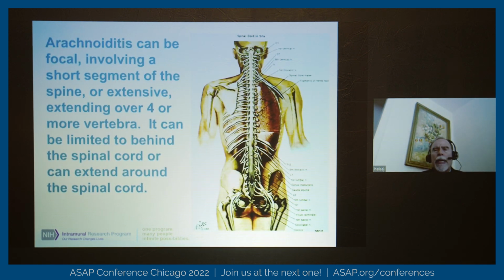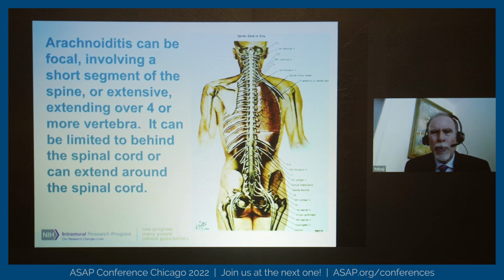Now, arachnoiditis can be either focal, which is what I pointed out in that one genetics case and the dog, or it can be extensive, extending over 4 or more vertebrae. And it can be limited to behind the spinal cord, or it can extend around the spinal cord. So the less you have, the better your prognosis.